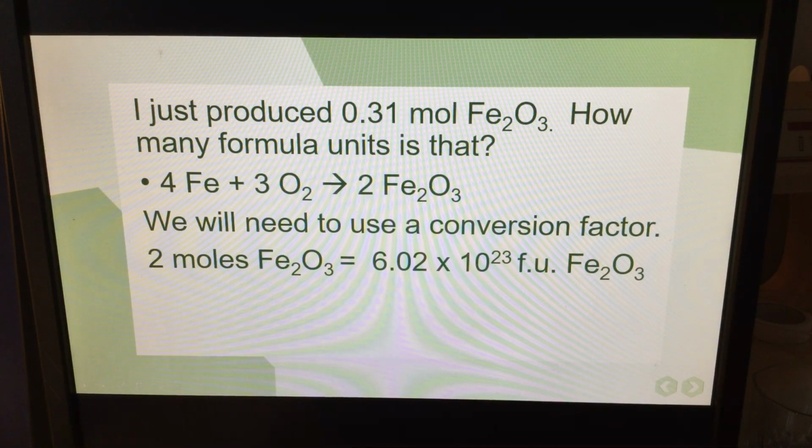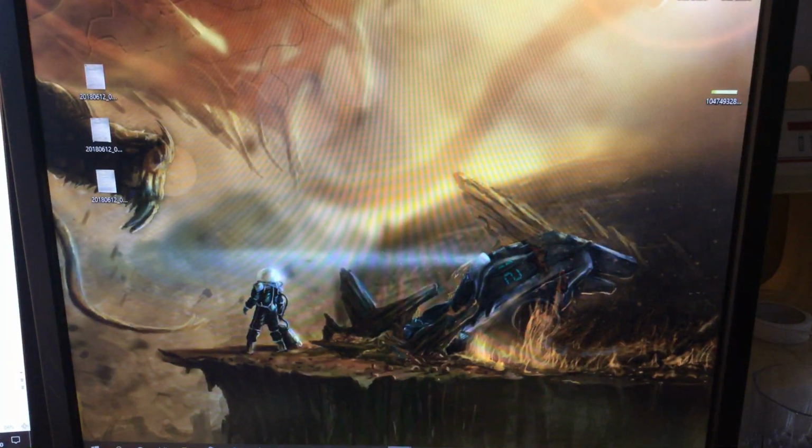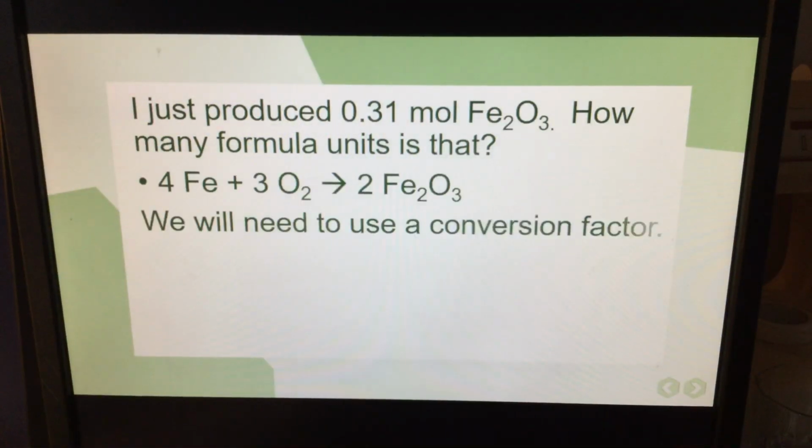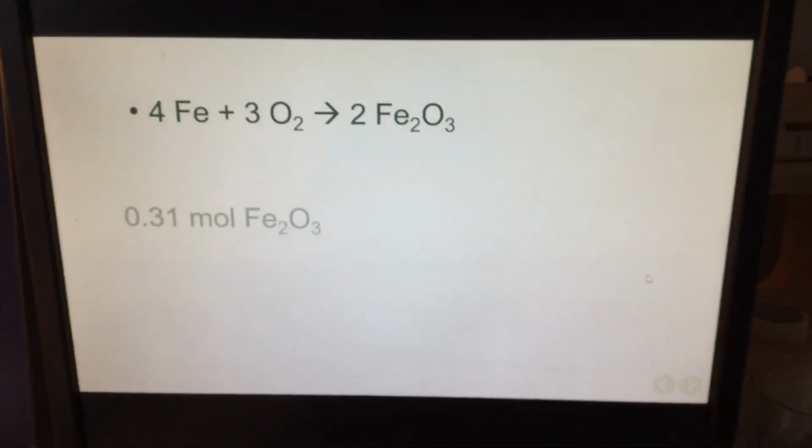wrong. Hold up a second. What's wrong here? 1 mole is equal to 6.02 times 10 to the 23rd. So let's just fix that here. There we go. All right, 1 mole of iron oxide is equivalent to 6.02 times 10 to the 23rd formula units of iron oxide.